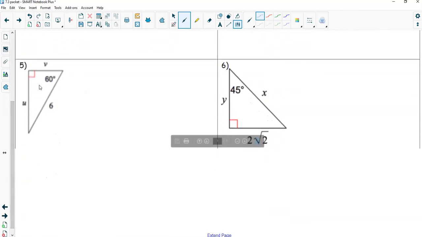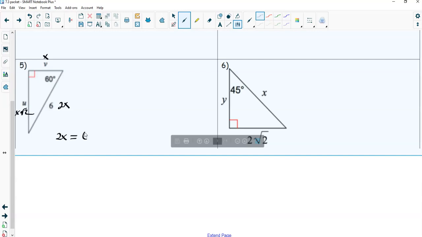Now they gave me a 30, 60, 90. Don't confuse that with a 45, 45, 90. Remember they gave me 6 for the hypotenuse. Remember the hypotenuse is twice the short leg. The short leg is going to be x, and then the long leg is going to be x times the square root of 3. Notice that 6 and 2x happens to be the same, so I'm going to say 2x equals 6. Solve for x, dividing by 2 on both sides. That means x equals 3.